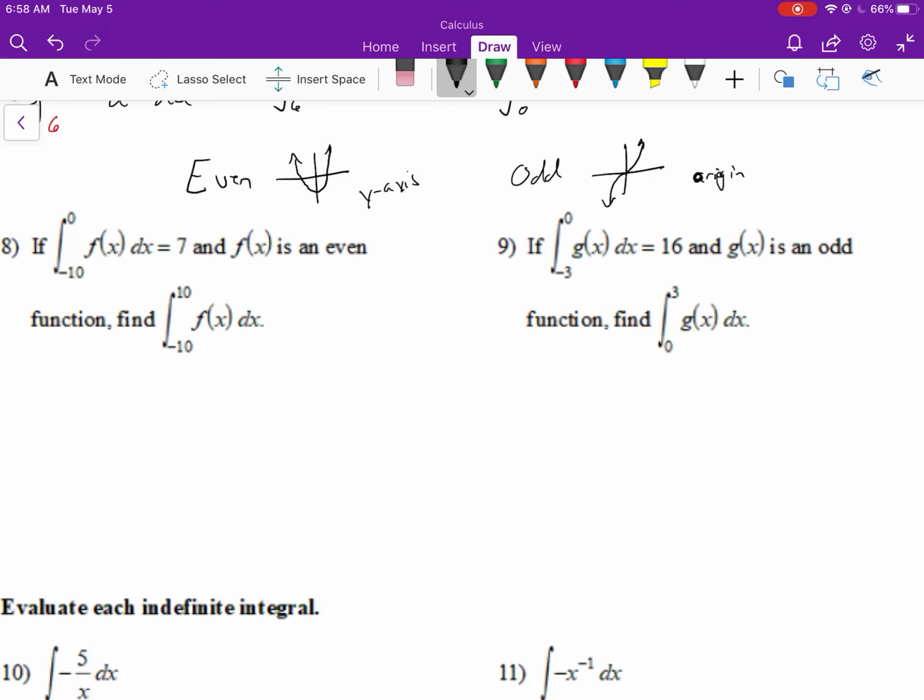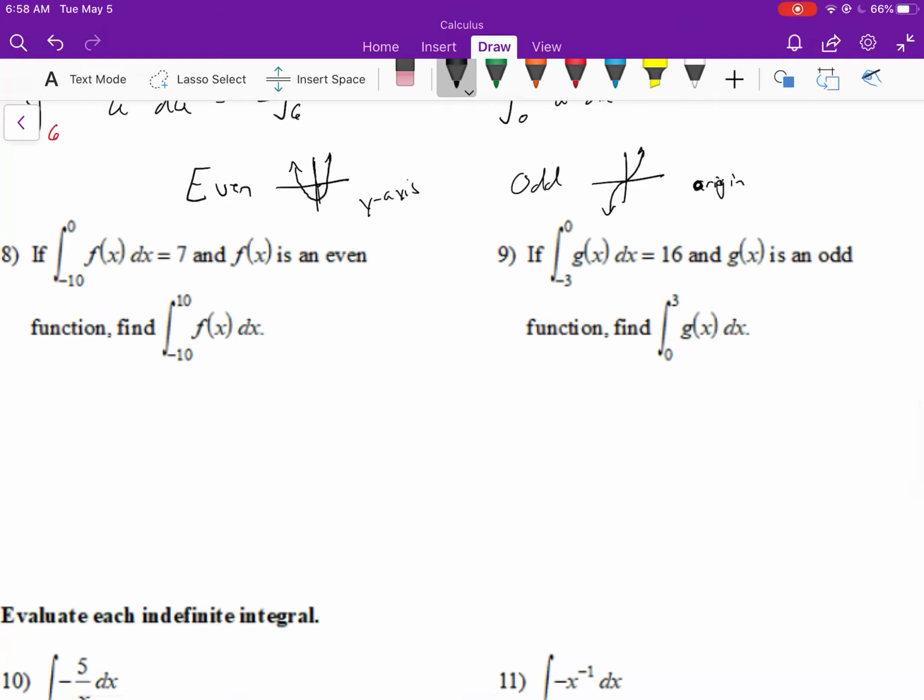Which means for integrals, for even functions, if you do the same value on both sides, the integral to the left of 0 will be the same as the integral to the right of 0. Odd functions, they will be opposite. So if the integral over here was 7, and we went to that same x value, but the opposite on the other side, that would be -7. So let's take a look.